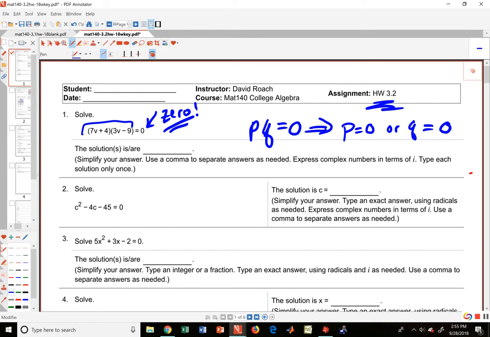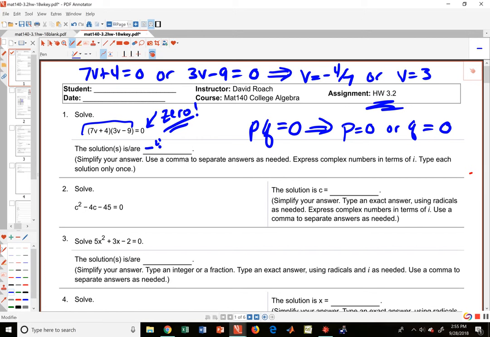All right, so simply put here, we know that that product is 0 if 7v plus 4 is 0, or if 3v minus 9 is 0. So now we have linear equations, and so v has to be negative 4/7. I just brought the 4 over, subtracted on both sides, and divided by 7. Or bringing the 9 over and dividing by 3, we get v equals positive 3. And so there are two solutions, and it says use a comma to separate your answers. So you would type negative 4/7, comma 3.